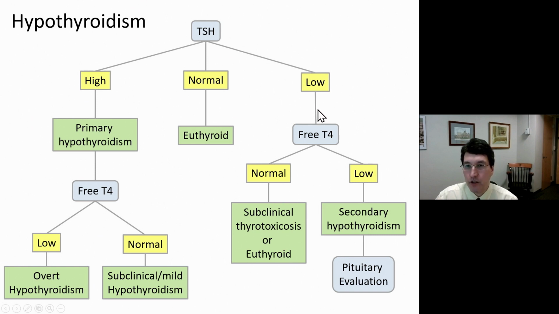But if we detect a low TSH level and a low free T4 level, then we really need to consider what we classify as secondary hypothyroidism, which is hypothyroidism due to pituitary or hypothalamic dysfunction. And then that would lead to an evaluation of pituitary function that would also often involve pituitary imaging.